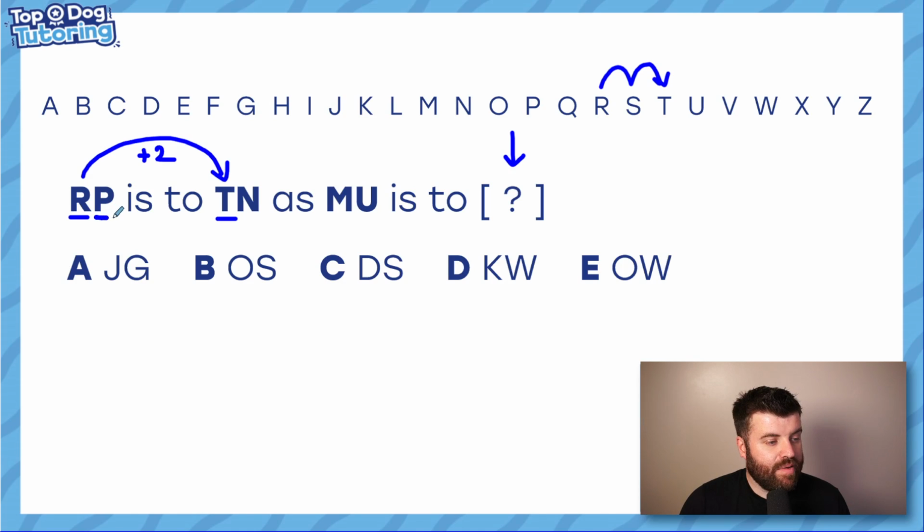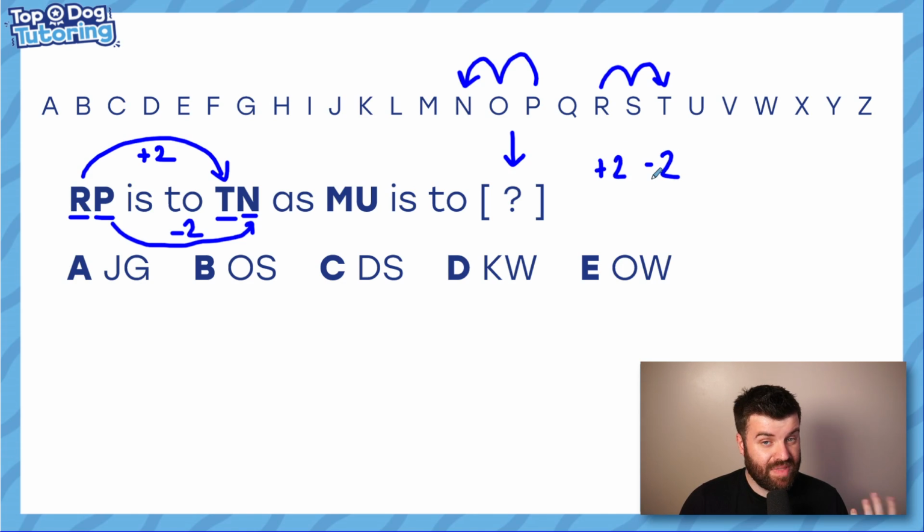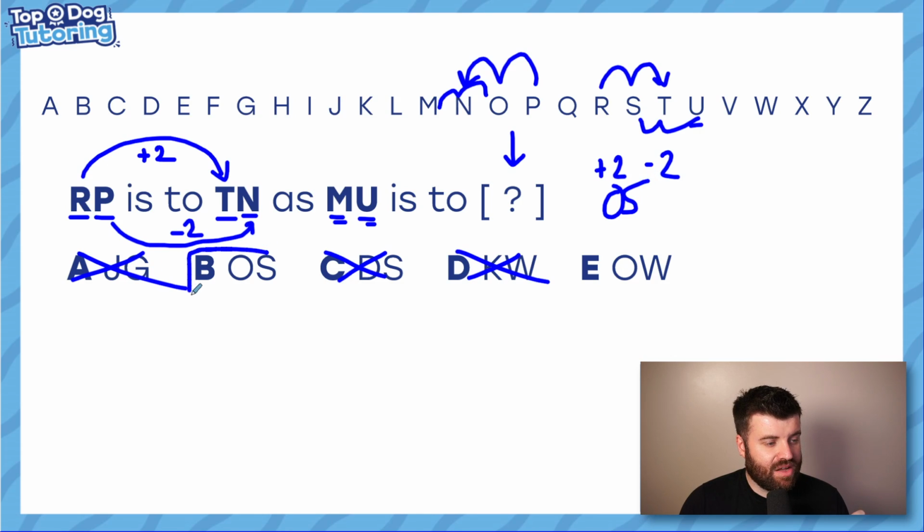Let's look at the second letter now. P goes to N. Well, P is here, and N is backwards this time. 1, 2 jumps. So for P to N, I'm going to write this down as a -2 jump. Another way you might write it down is +2, -2, so you know what order to do it. Once you've cracked the code, you simply solve it. M +2, so we go 1, 2 to O. And then we can get rid of any answers that do not start with an O. We're down to just 2 already, so it's always good to use deduction. And next up here, we have U, and we're going to do -2. U is here, 1, 2, gets us to S. OS is the answer, boom.